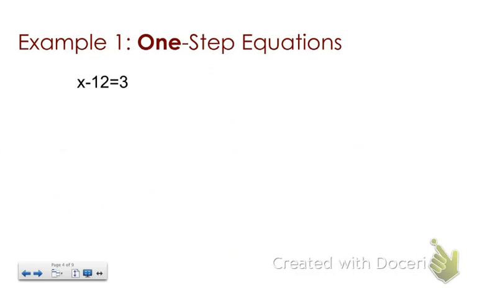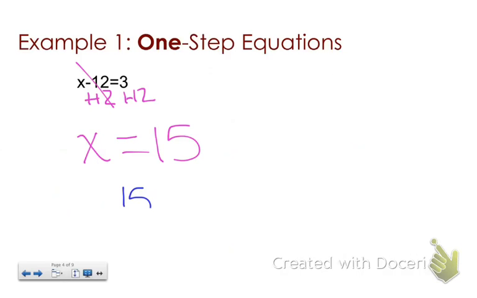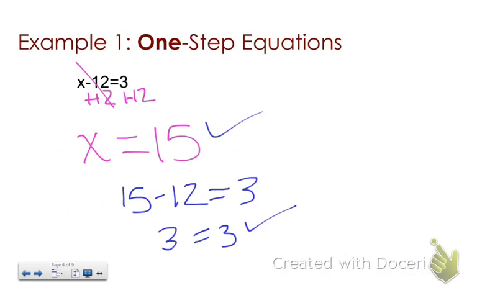Okay, example 1. x minus 12 equals 3. To get x by itself, we have to do the opposite operation. So we have to add 12 to both sides. Negative 12 plus 12 goes away. So we're left with x equals 3 plus 12, which is 15. Now remember, with any equation, you can always plug it back in and make sure that it makes the equation true. So we ask ourselves, is 15 minus 12 equal to 3? And since it is, we know that's the correct solution.